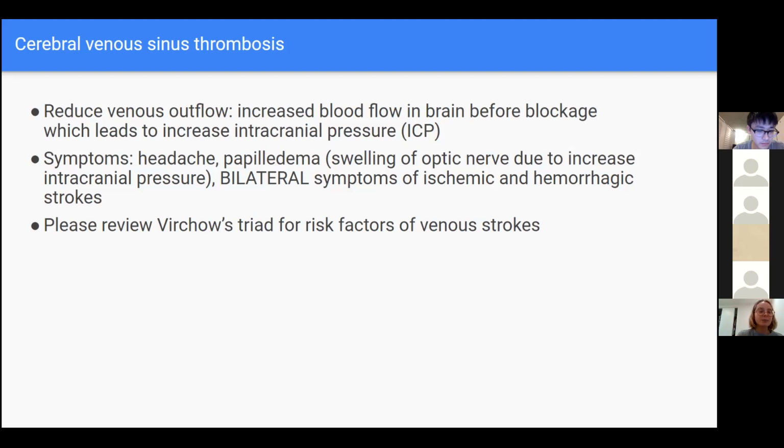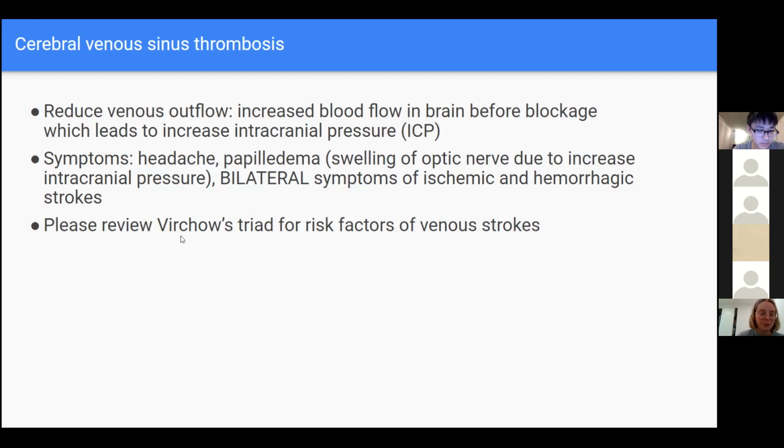Really, cerebral venous sinus thrombosis gives symptoms of ischemic stroke, because it's from a blockage, but also of hemorrhagic stroke, because the backup will create hemorrhaging most of the time. So there's a mixed pattern here. The symptoms are usually headache, papilledema, so swelling of the optic nerve due to increased intracranial pressure, and usually bilateral symptoms of ischemic and hemorrhagic stroke. This is a really big difference from the other types of strokes, where we usually see one side or the other depending on which artery or vein has the problem. But here we can have bilateral symptoms.